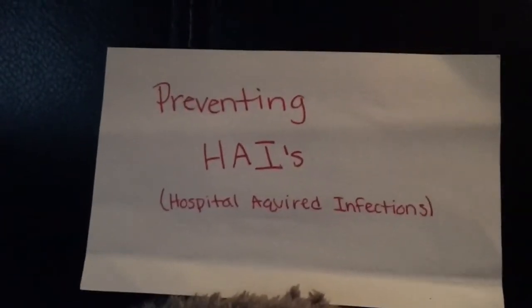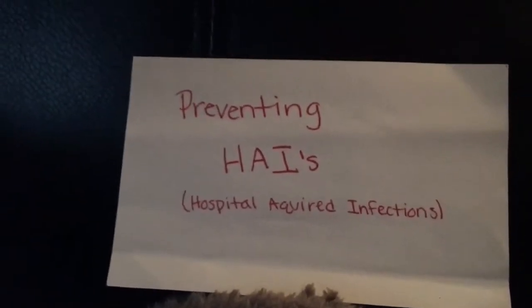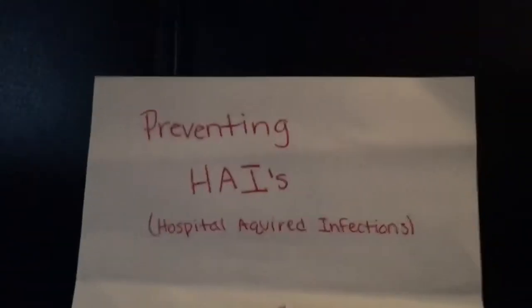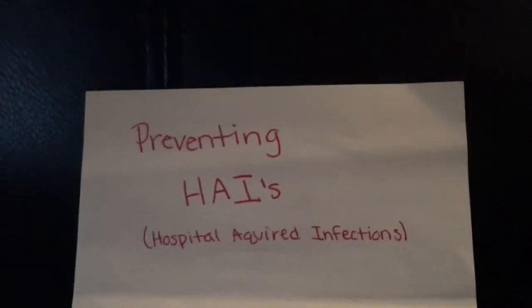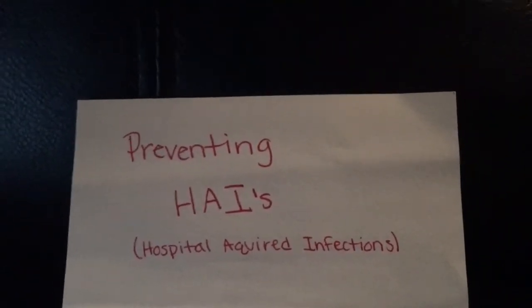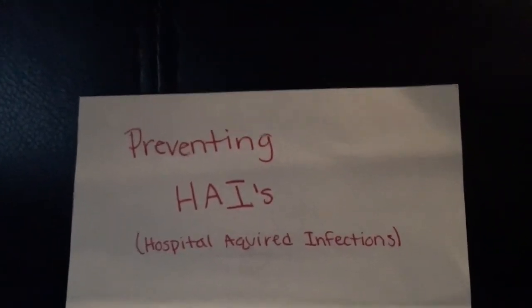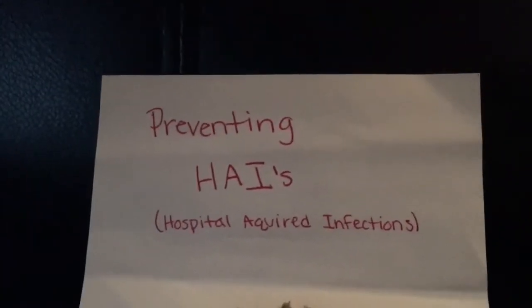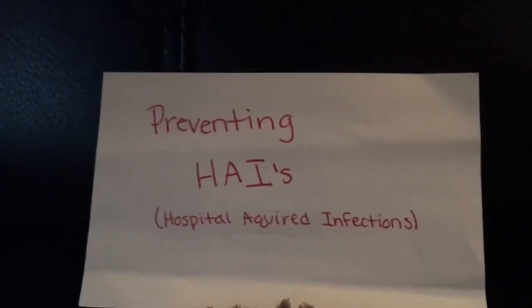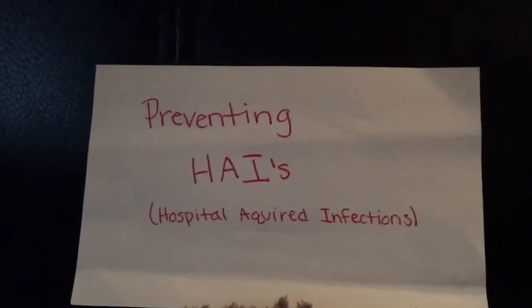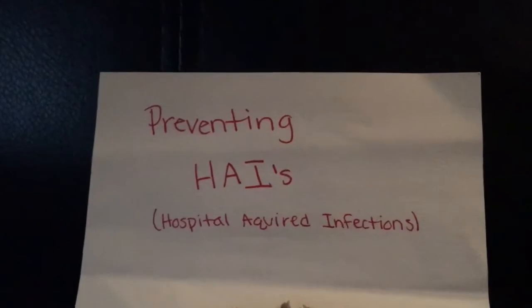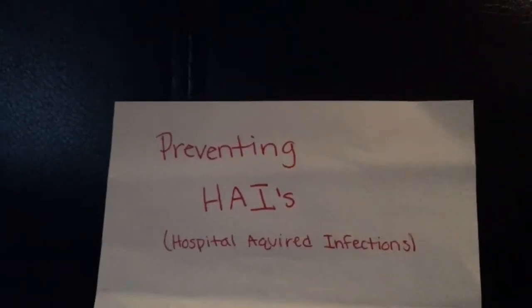The most common types of HAIs include catheter-associated urinary tract infections, surgical site infections, bloodstream infections, pneumonia, and C. diff. All types of patients can get hospital-acquired infections. It doesn't necessarily have to be old people, but they do have the highest percentage of HAIs.